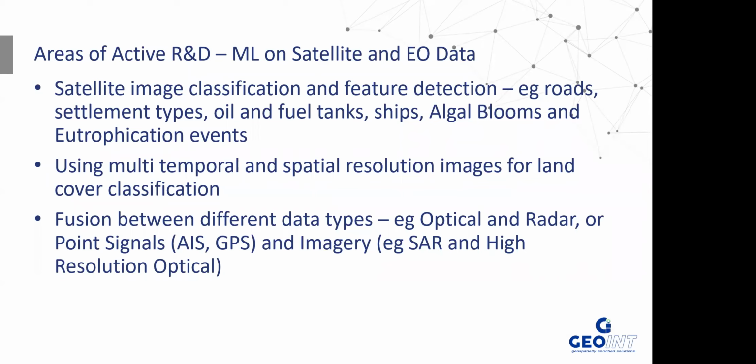There's an absolute explosion in the volume of data that is being collected from a myriad of satellites that are going up. And I think the challenge that remains is that these satellites all have different spatial properties, different types of satellites, optical and radar or point signals. So whether it's AIS, which is ship transponders, or GPS, and different imagery types, through fusion and then applying very interesting algorithms that are able to exploit the benefits of fusing these different data types, you could get greater insights and new solutions being developed.